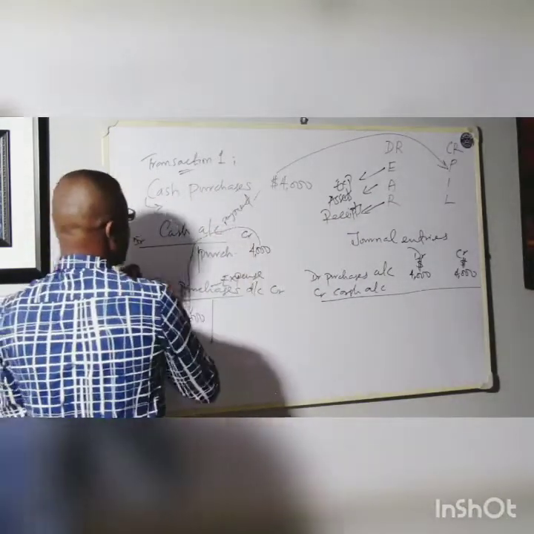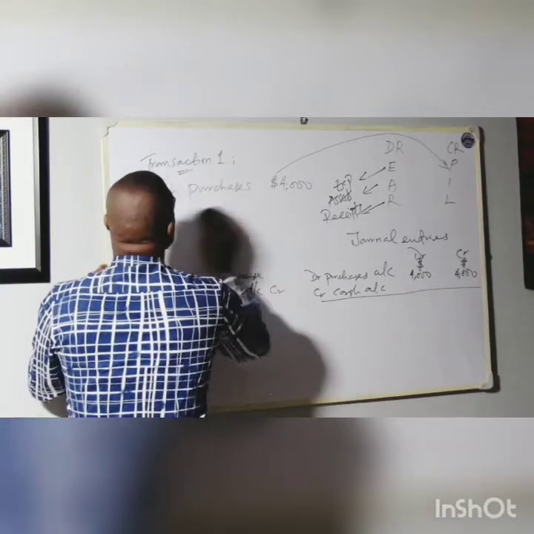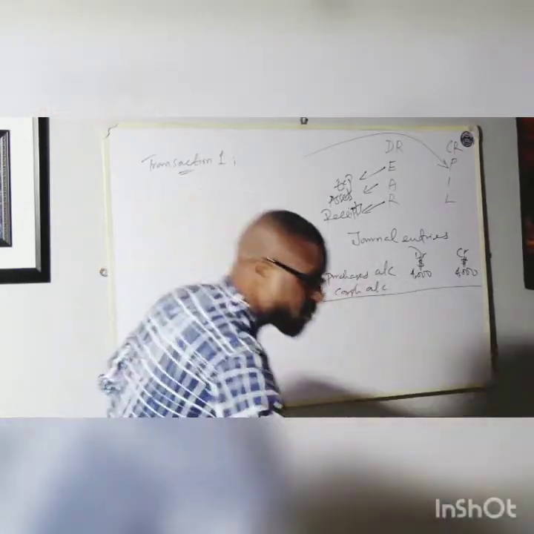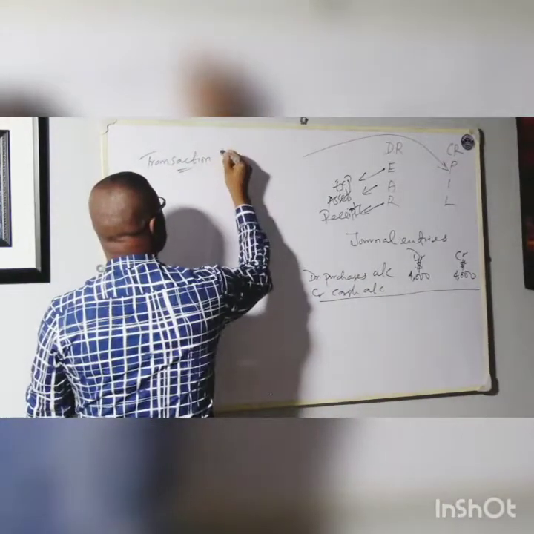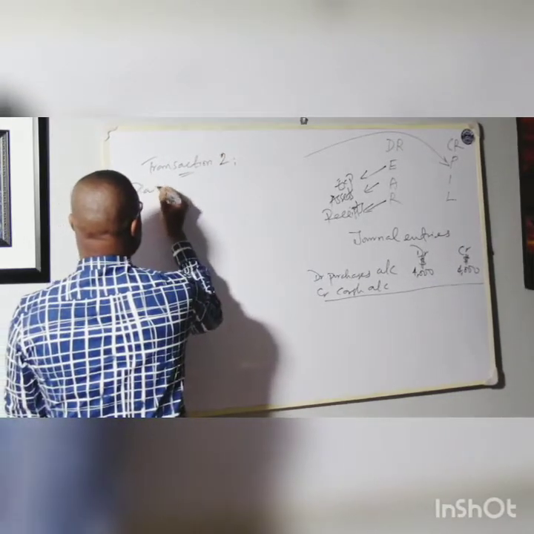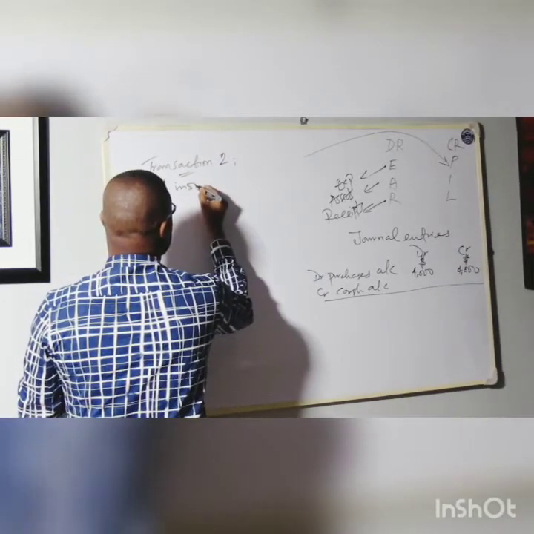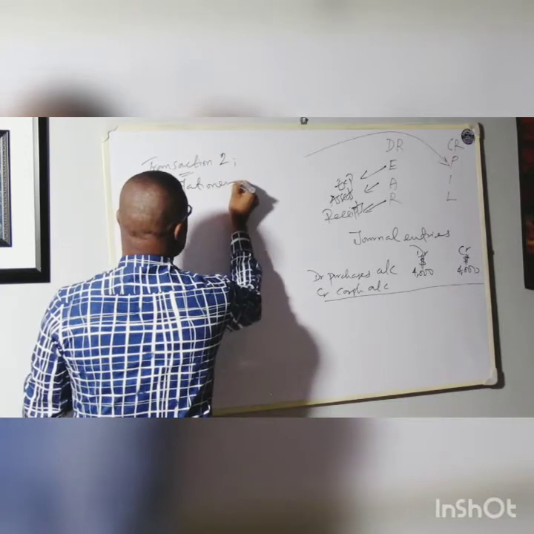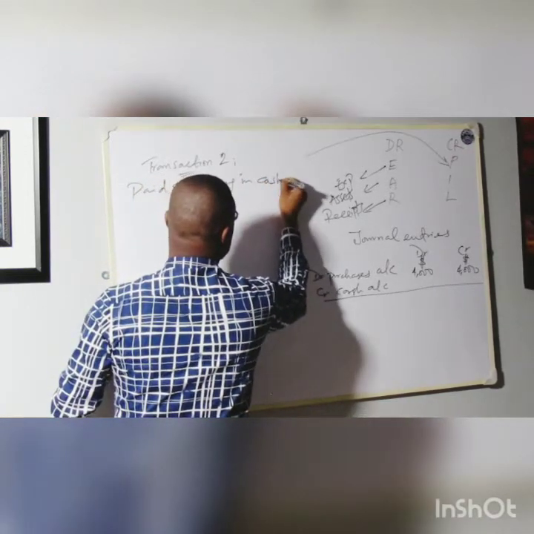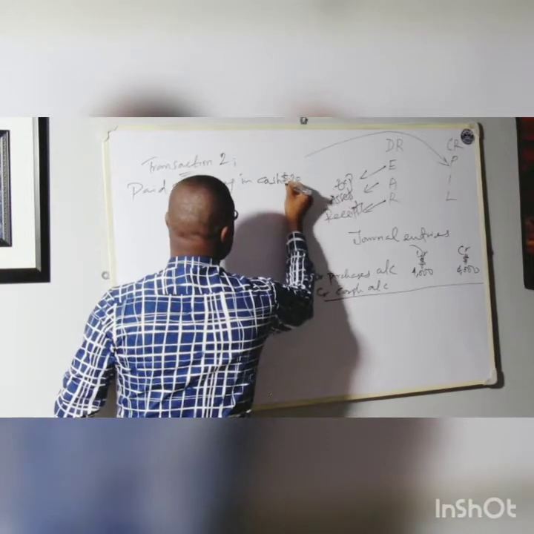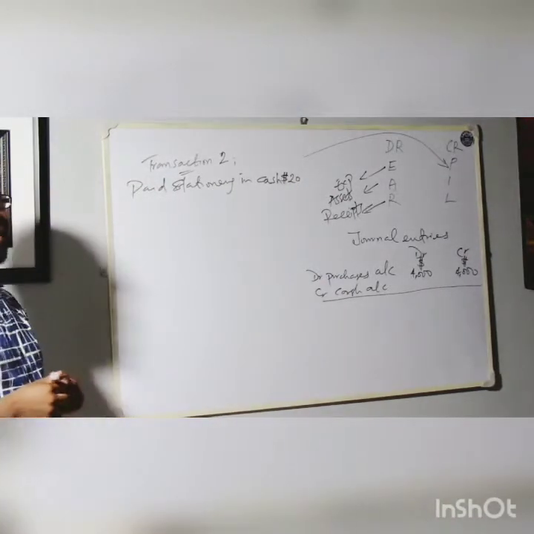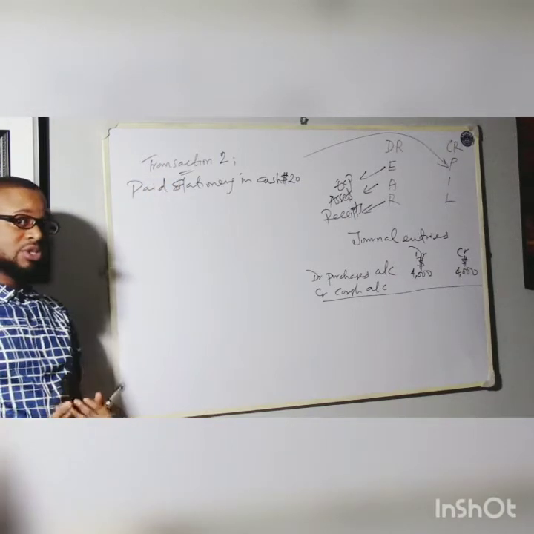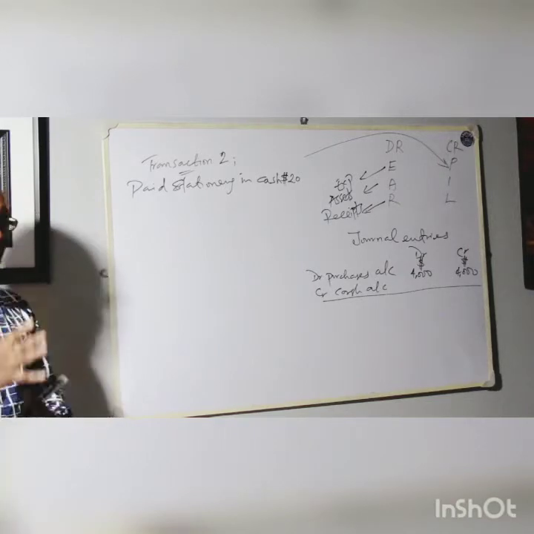Transaction number 2. Let's say I paid insurance. Oh, okay, I can do paid stationery in cash. Let's do this. Paid stationery in cash, $20. As usual, in this transaction, 2 events have taken place. 1, the business bought stationery, and 2, the business made a payment from the cash account.